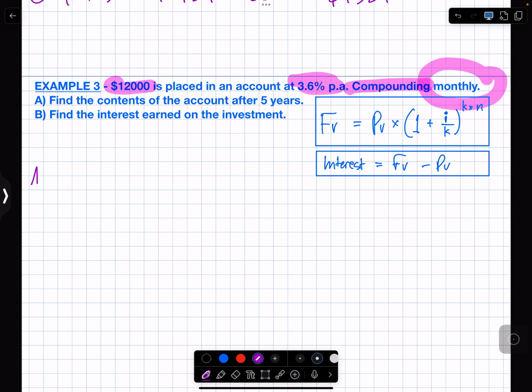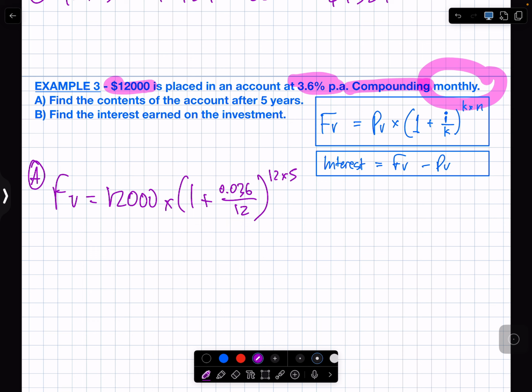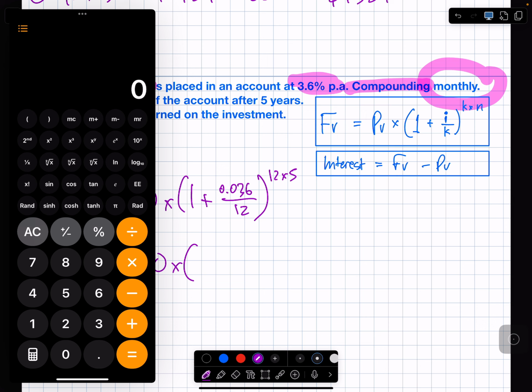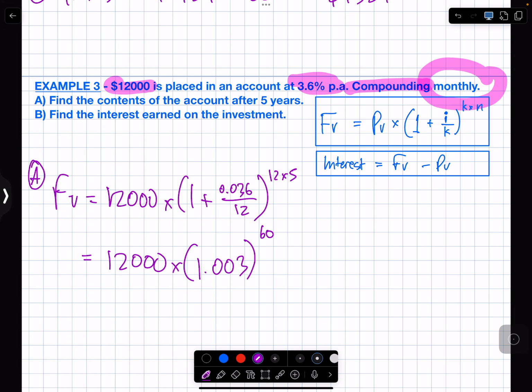So use the formula, A, FV equals, I put 12 grand in there, times by 1 plus 3.6% as a decimal, 0.036 divided by, compounding monthly, 12, to the power of 12 times by 5. So clean that up a bit. 0.036, divide that by 12. I'm dealing with the brackets right now. Add that to 1, so it's 1.003. And that's being raised to the power of 12 times 5 is 60. So that's my working out so far.